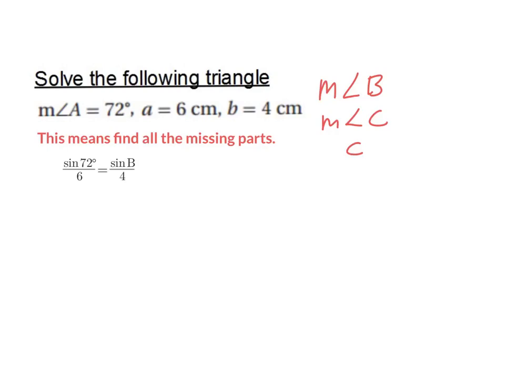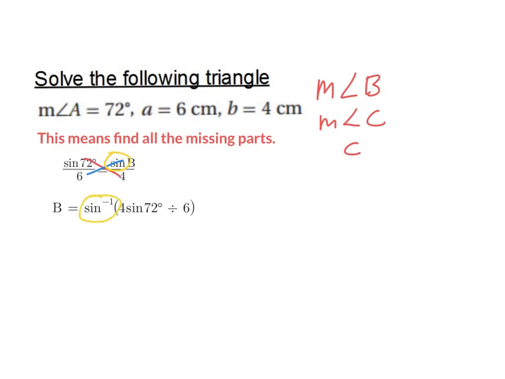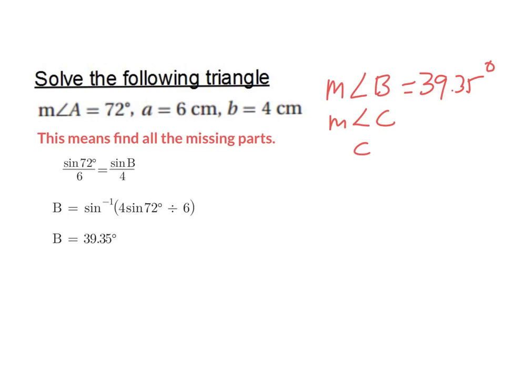Here's our setup. Okay, sine 72 over 6 is equal to sine of B over 4. How many had that set up correctly? Good. Cross multiply, divide. Inverse sine. So angle B is the inverse sine of 4 times sine of 72, divided by 6. So again, I cross multiply there, divide here, and then because of this sine, I have to undo that. So that's how those are linked together. Okay. So angle B is how much? 39.35 degrees. And then I wrote it up there at the top.